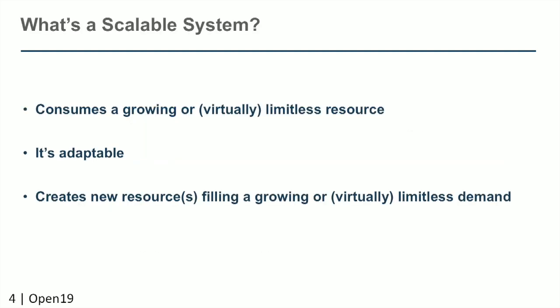What is a scalable system? I'm going to give you my definition. It's basically something that consumes a virtually limitless resource, produces a different resource, again, in a limitless way, which means that you need demand and you need supply for all of that. And in the middle, it has to be adaptable. And the adaptability, I think, is one of the key elements.